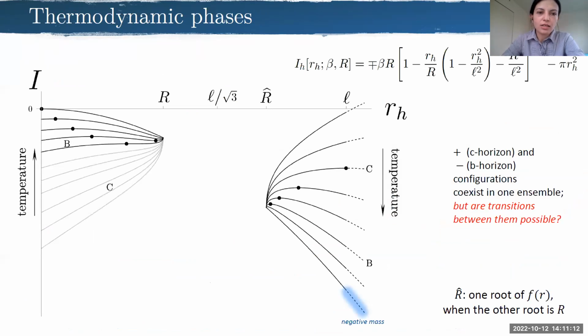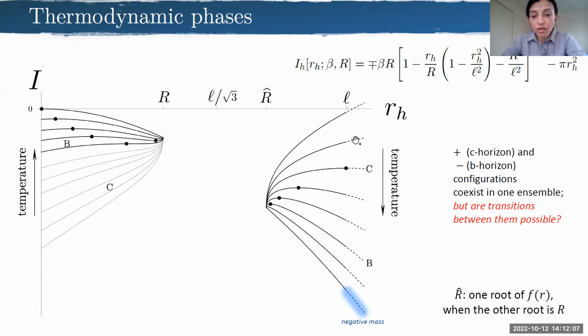So let's go back to the action and plot that in terms of the free parameter, horizon radius R_H. For this plot, we have chosen a system boundary R, which is some value, and we have plotted different temperature graphs. For example, for a given temperature, let's say curve B, we have both minus and plus sign. The plus sign corresponds to the cosmological branch. The minus sign corresponds to the black hole branch. And both coexist in one ensemble, as I said before. This value R hat is a function of capital R, which is the other root of that function F, when the other root is R.